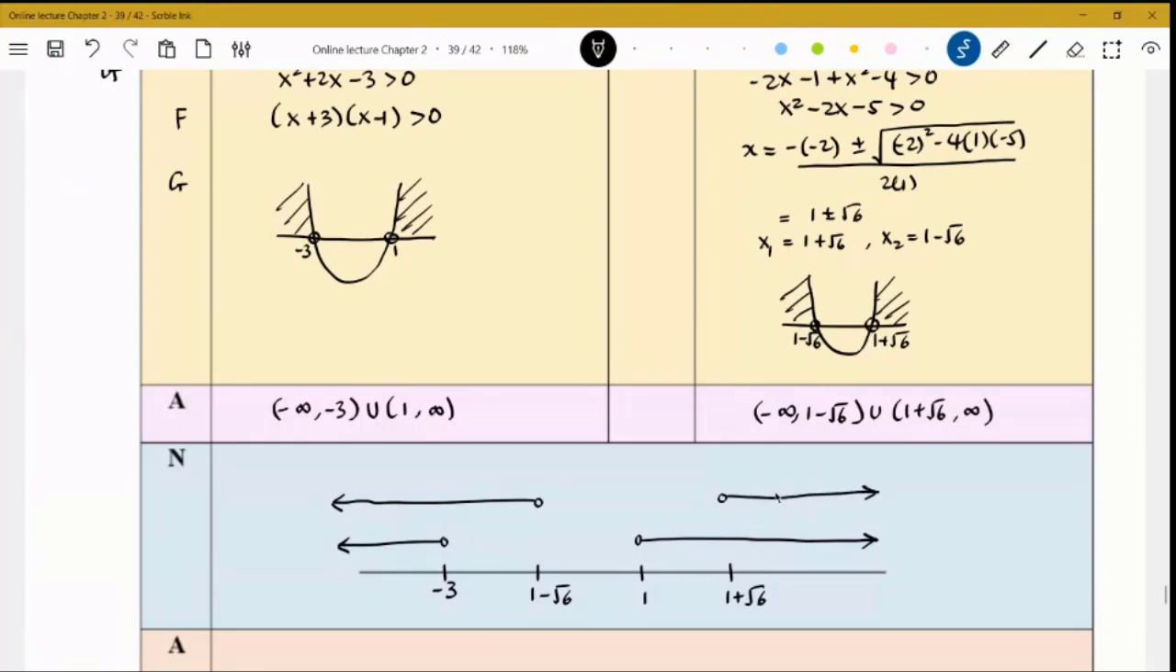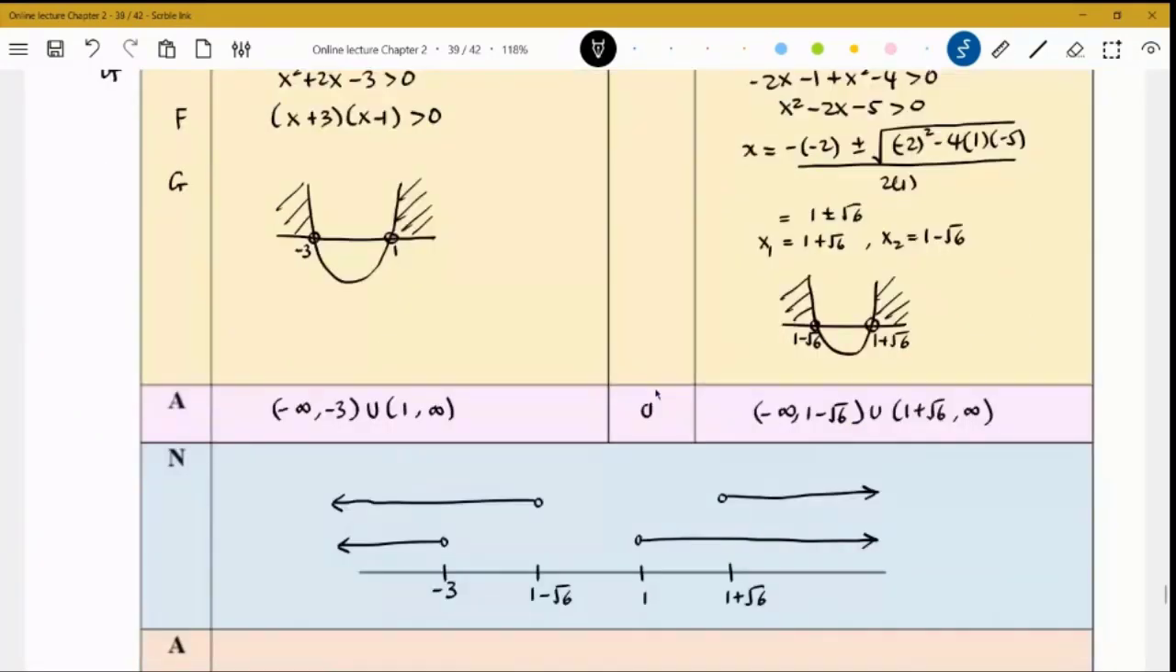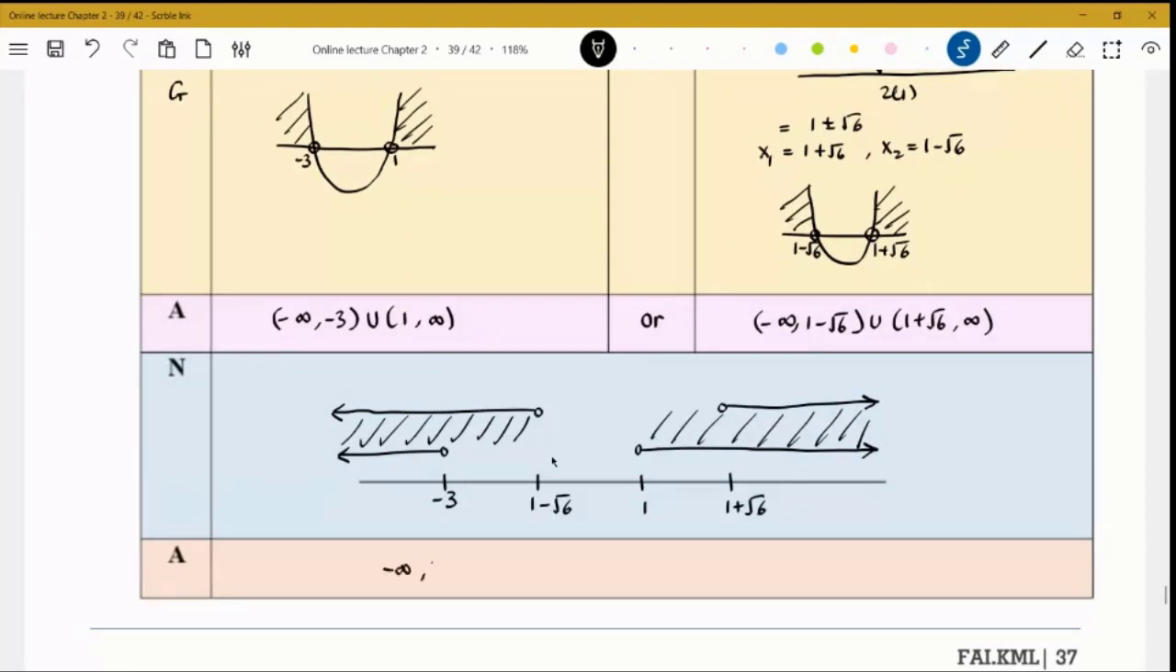So kita nak apa? Kita nak all ke kita nak intersection? Tengok balik dekat sini. Ni or. Or untuk semua ke intersection? Union. So kita ambil semua sekali. So your answer will be negative infinity to 1 minus square root 6 union with 1 to positive infinity. Okay, so that's how we solve for the quadratic absolute values.